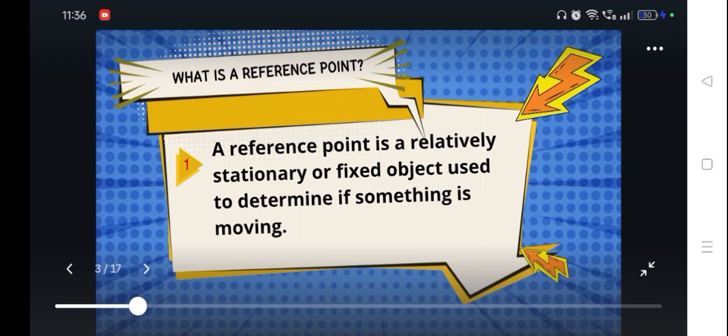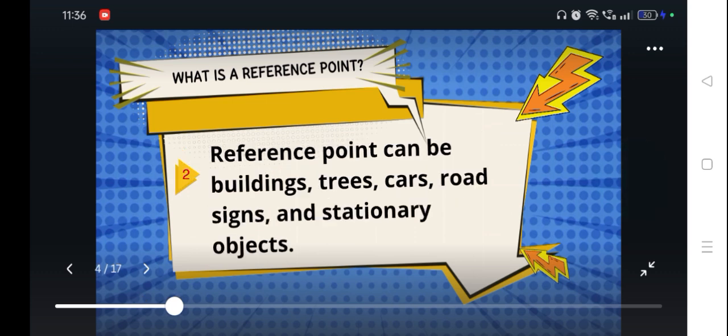So a reference point is a relatively stationary or fixed object used to determine if something is moving. So it's actually something that we can compare with an object that is moving. With that comparison, we can say whether the object is in motion or not. These reference points can be buildings, trees, cars, road signs, and other relatively stationary objects. So why do I keep on mentioning the term relative? Because that concept is connected with our idea about motion.